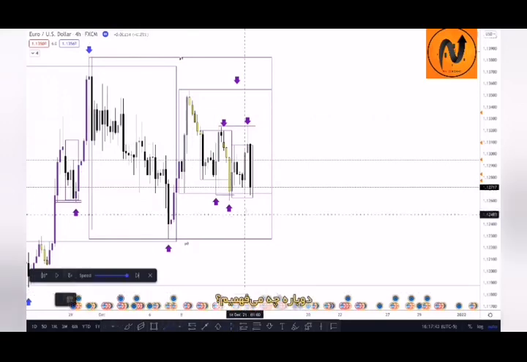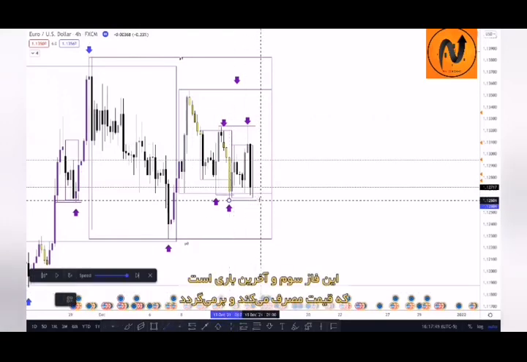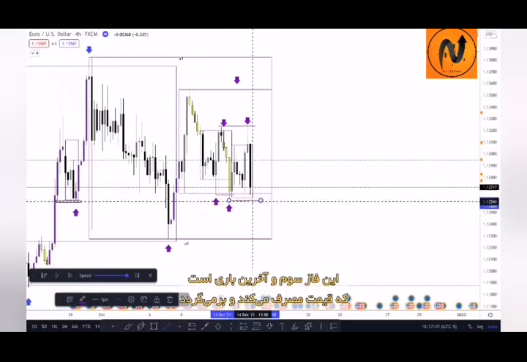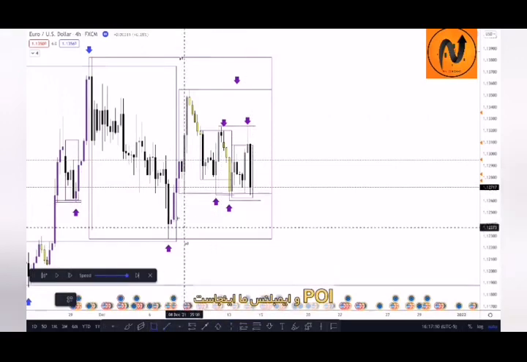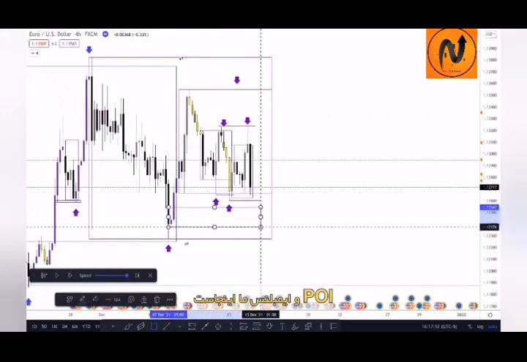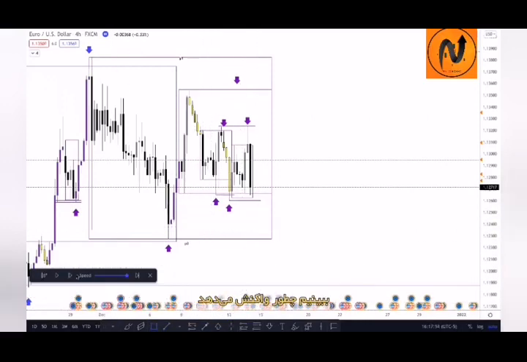We know what again? This is phase 3. This will be the last time we should mitigate and run. Where's our POI or imbalance? There's one right here. Let's see how it goes. Let's see how it reacts.